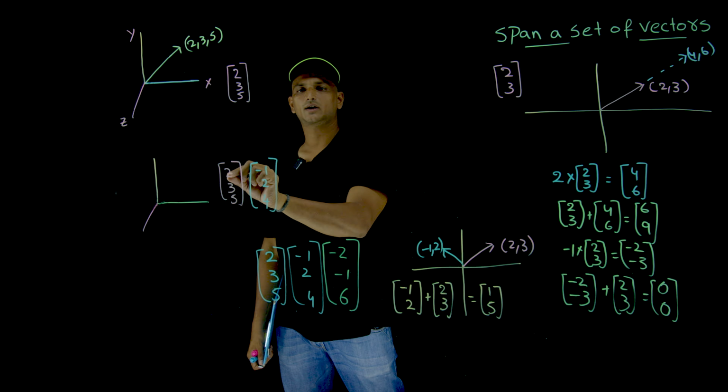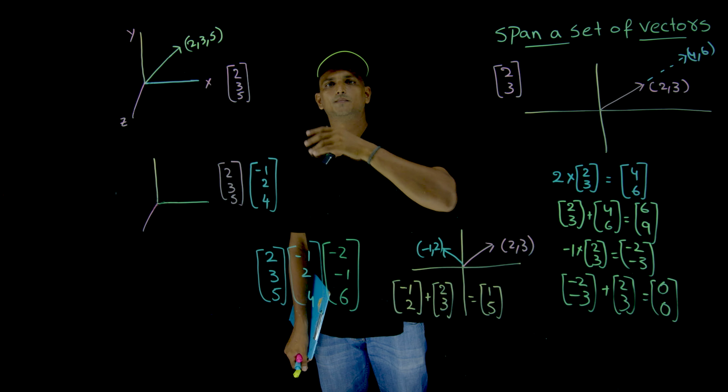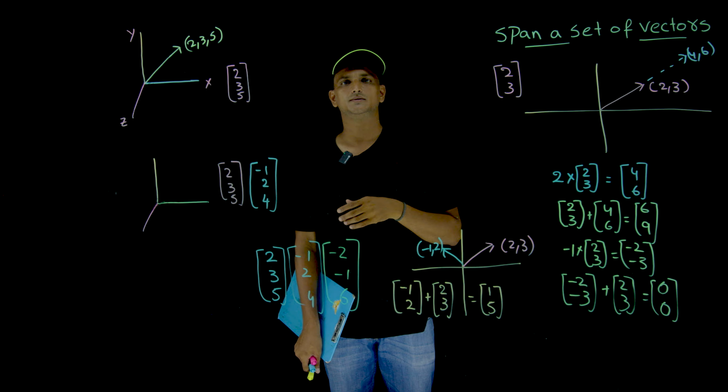So hope you understand what is meant by spanning a set of vectors. Means you are given a set of vectors. Using a single vector, you are going to span a line. If you are given vectors moving in 2 different directions, using these, you are able to span the entire 2-dimensional space. Coming to 3-dimensional space, if you are given a single vector, you are able to span a line in 3-dimensional space.